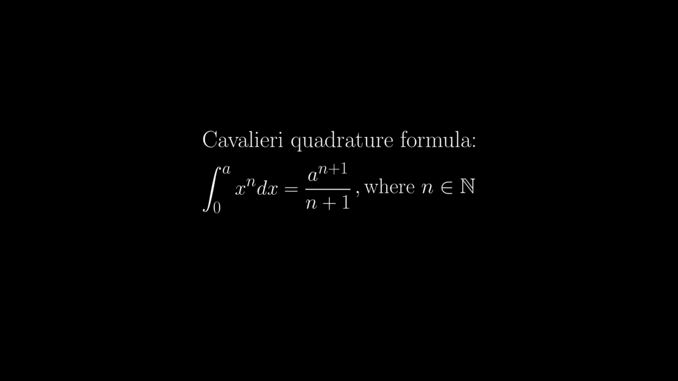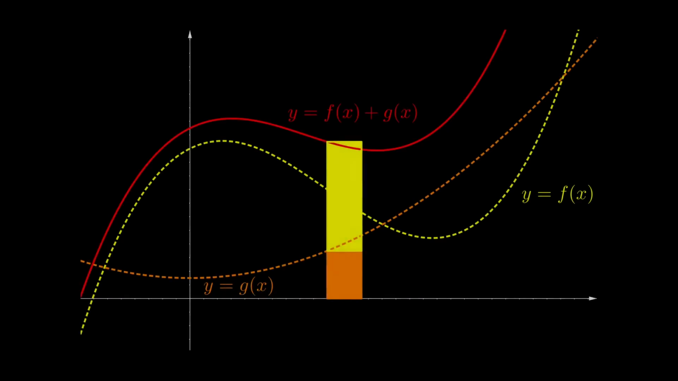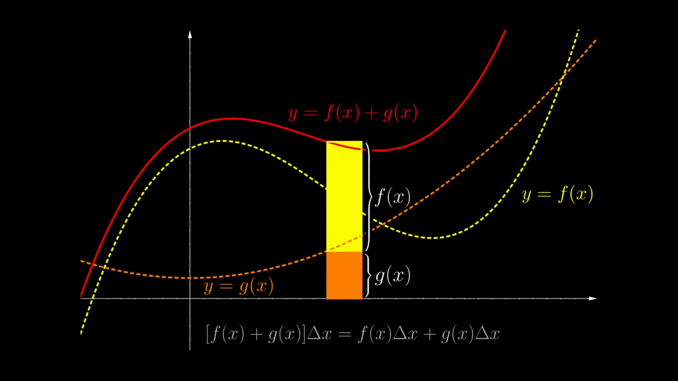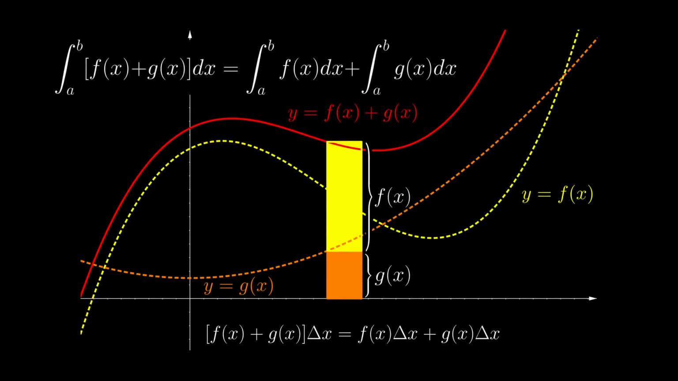Then there comes the formula Cavalieri derived. Cavalieri showed this for positive integers n up to 9, which can be generalized to all natural numbers. Although it was not originally Cavalieri's idea, we can derive this formula based on only some elementary results. For every rectangular strip as you see in Riemann sums, the length consists of g of x and f of x, and since we have the distributive law in multiplication, we can see this formula intuitively.